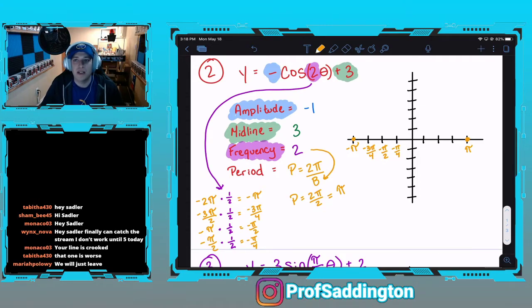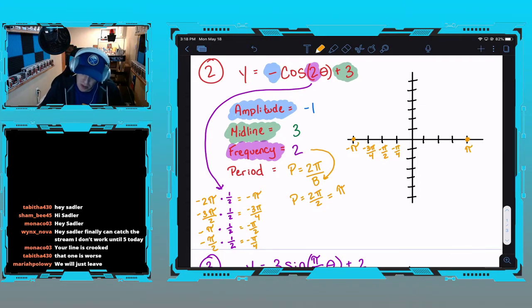When you guys get to the positive side, it's all exactly the same, except you're just going in the positive order. So now I'm going to say pi over 4, pi over 2, 3 pi over 4.